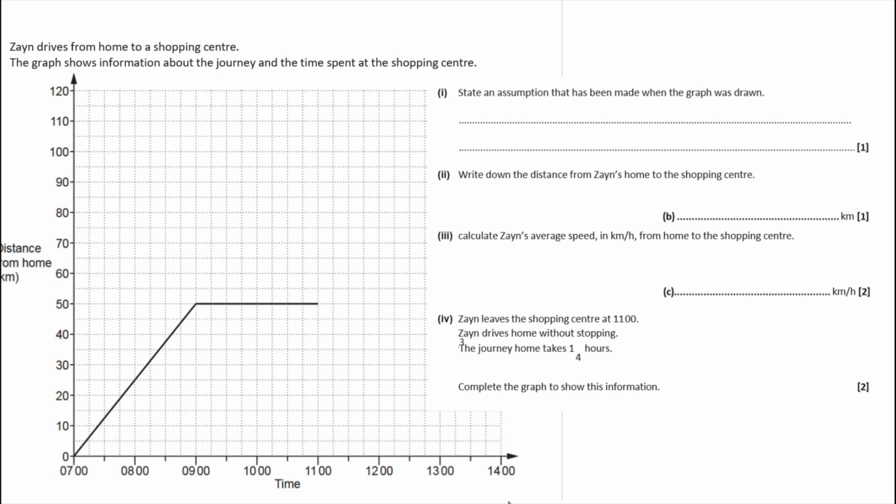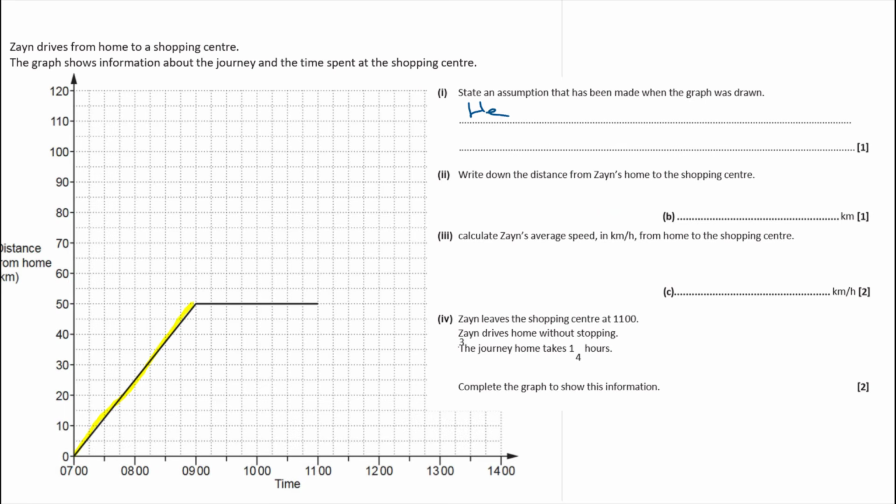State an assumption that has been made when the graph was drawn. Well, I think the assumption is this part here. Now, this is a straight line, which means he's moving at constant velocity from his house to the shopping centre. Now, if you've ever been in a car, you know that isn't the case, is it? You're always kind of speeding up and slowing down due to traffic or turning corners or traffic lights and things like that. So you don't actually travel at a constant velocity, but I guess on average that was kind of like the speed they were going. So the assumption is here he is traveling at constant velocity.